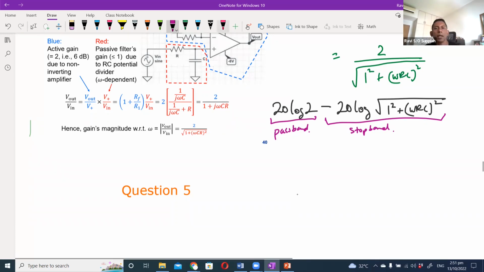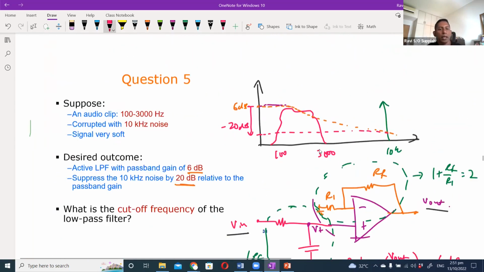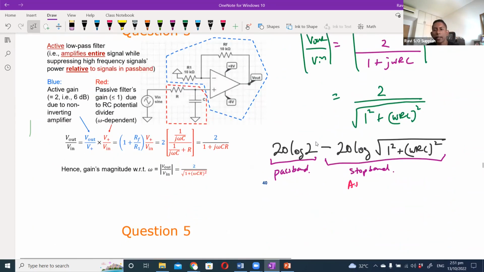Now the next thing is, we have a condition to fulfill. And what is the condition? The noise must be suppressed by 20 dB relative to the pass band. So at 10 kilohertz, I must have dropped by 20 dB. So the condition is clear. The condition is at 10 kilohertz, this component must be equal to 20 dB, or in a sense, negative 20 dB.